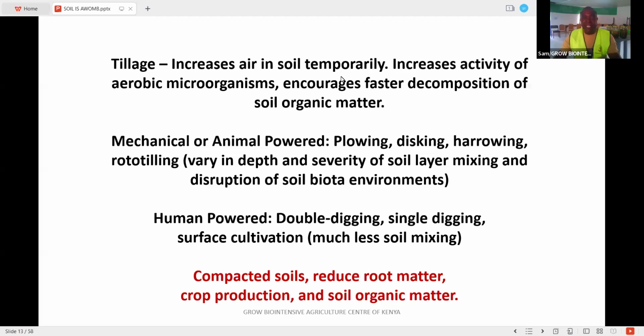But temporarily, when you dig or till, you temporarily increase air spaces or even air and gas exchange in the soil. And this increases activities of microorganisms and microbes, and organic matter grows very well, and there's a good environment for everything and even for crop production.